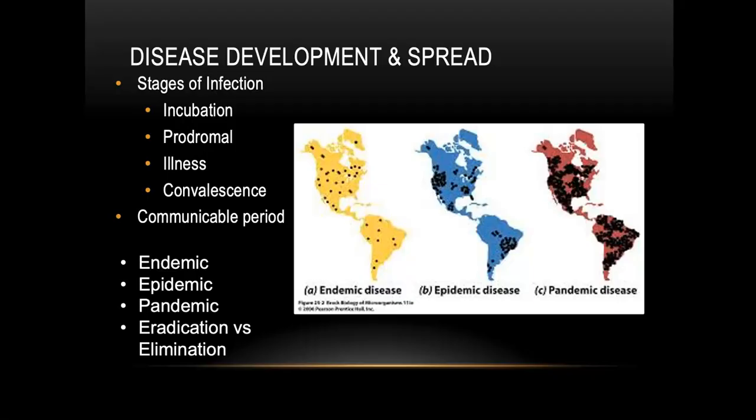So an endemic is the presence of an infectious disease in a geographical area or population. So for example, you can think of pertussis. So we do have sometimes outbreaks of pertussis in specific pockets of different areas in the United States.